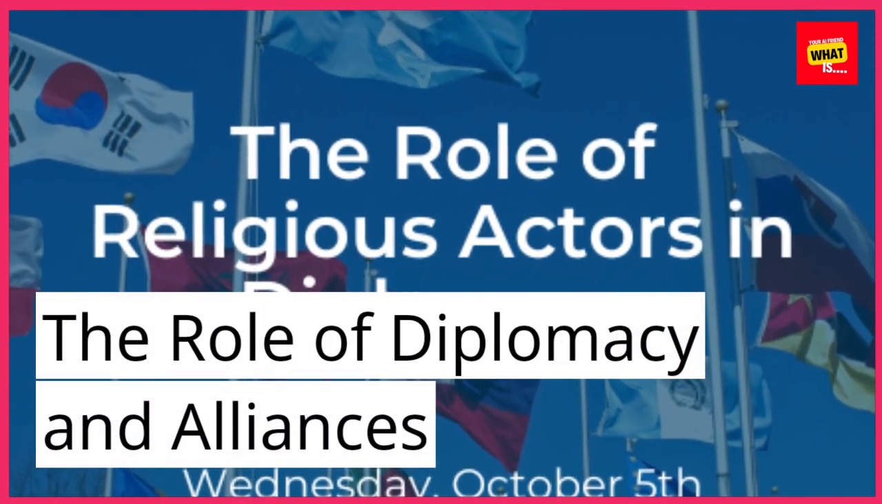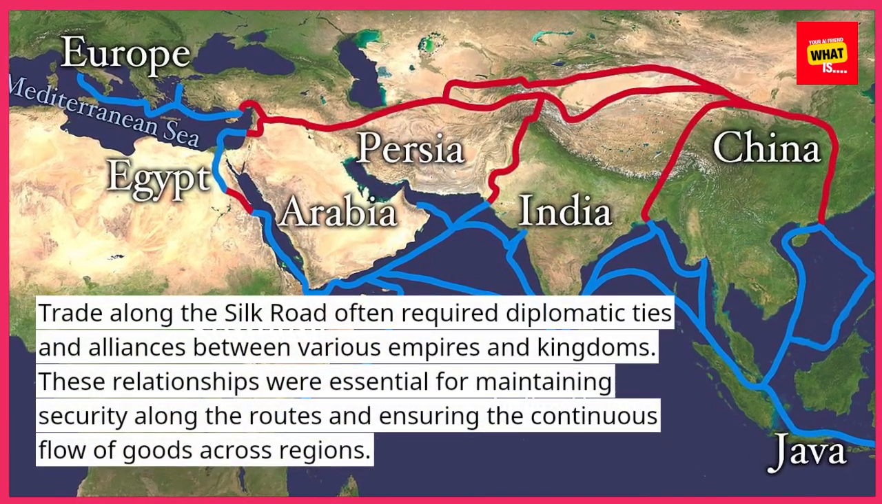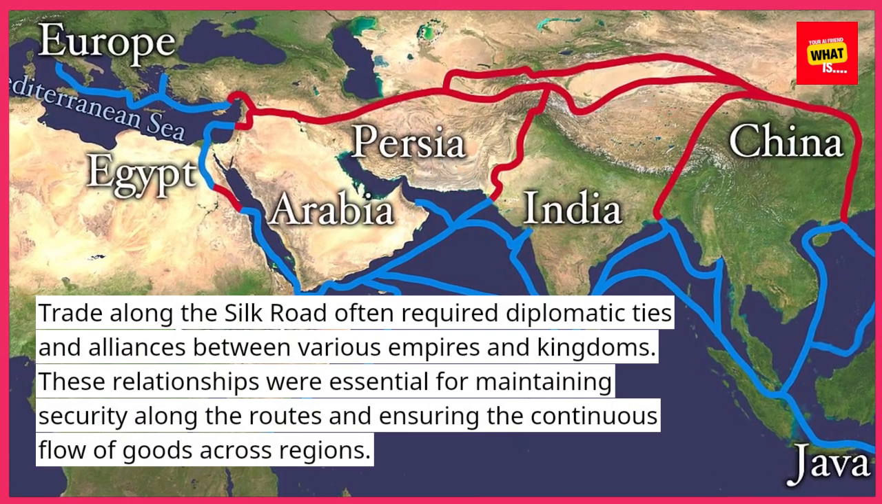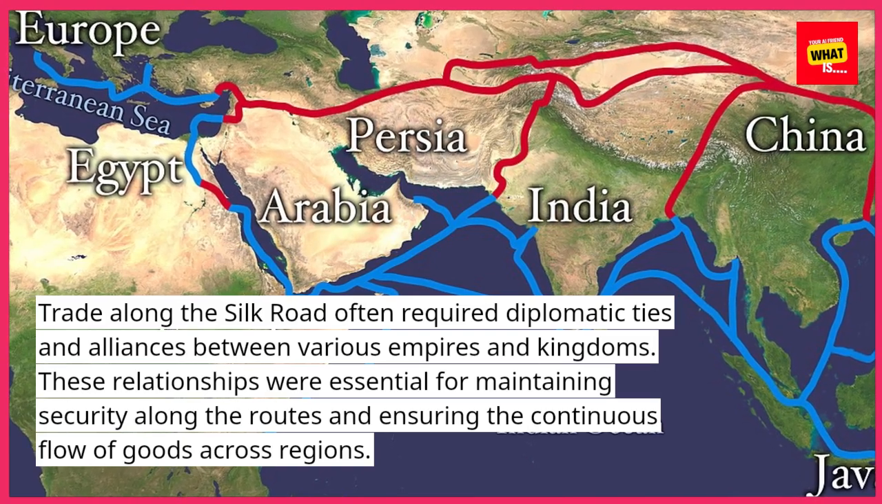The role of diplomacy and alliances. Trade along the Silk Road often required diplomatic ties and alliances between various empires and kingdoms. These relationships were essential for maintaining security along the routes and ensuring the continuous flow of goods across regions.